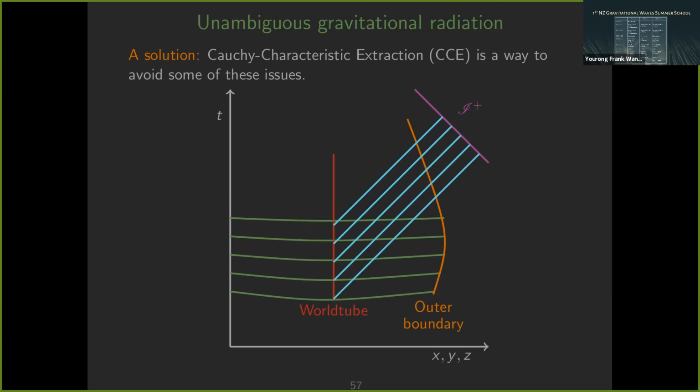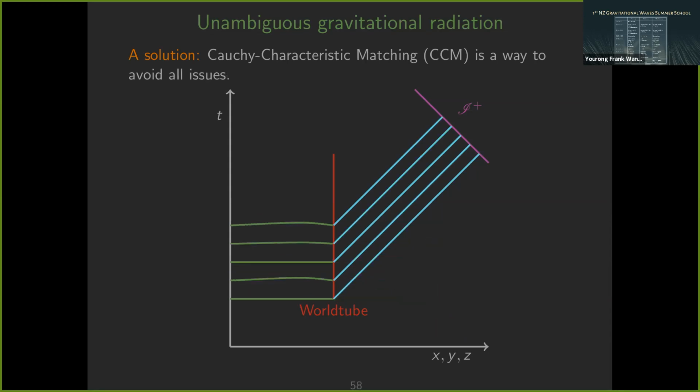And this resulted in the Bondi-Sachs mass loss. This is something that has been successfully done by a group, Nigel Bishop, Denis Pollney, and Christian Reisswig, in the sort of late 2000s. One thing that hasn't been done is Cauchy characteristic matching.